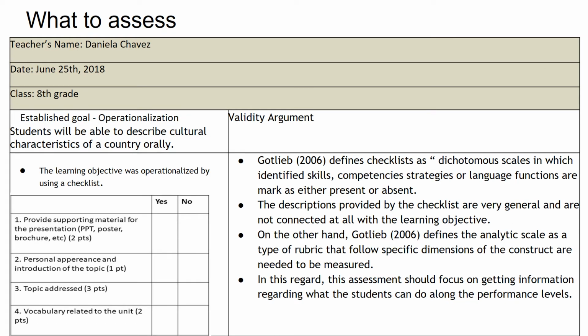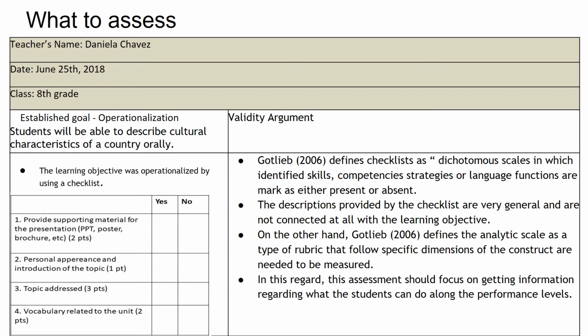Now I will proceed to talk about the operationalization of the learning process. As the learning objective was that students will be able to describe cultural characteristics of a country orally, the learning objective was operationalized by using a checklist. For the validity argument, we have a definition from Gottlieb, which states that a checklist is a dichotomous scale in which identified skills, competencies, strategies, or language functions are marked as either present or absent.